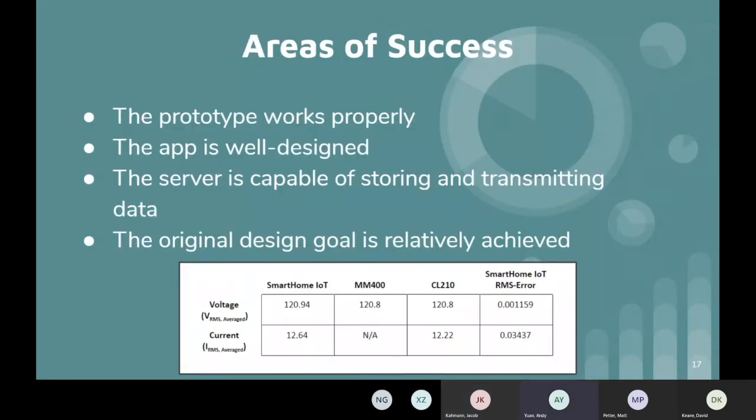For the areas of success, firstly, our hardware team successfully designed the PCB and built a prototype. It worked properly. Our Android app was well designed by our software team. Also, our server built on Raspberry Pi is capable of storing and transmitting data. The figure shows the error analysis of the product. The error on the voltage measurement is 0.1%, and the error on the current measurement is about 3.4%, which is nearly negligible. I also want to mention that it was a hard time during the current pandemic, and our team managed to keep making progress and finish our project. Overall, our design goal was relatively achieved.